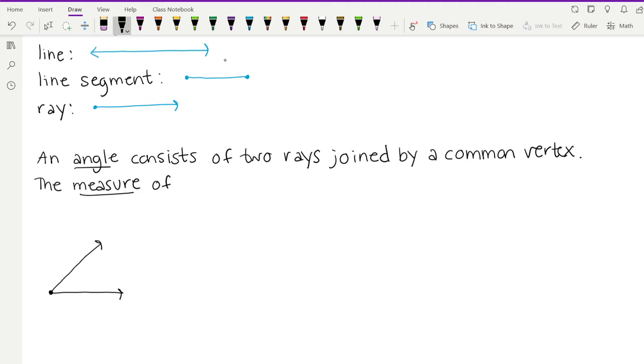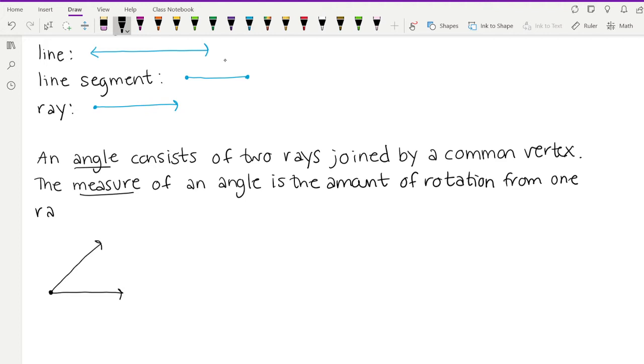So the measure of an angle is the amount of rotation from one ray, that first ray, the one on the bottom, is called the initial side, and I'll label that in a moment, to the other ray, and that ray is called the terminal side.